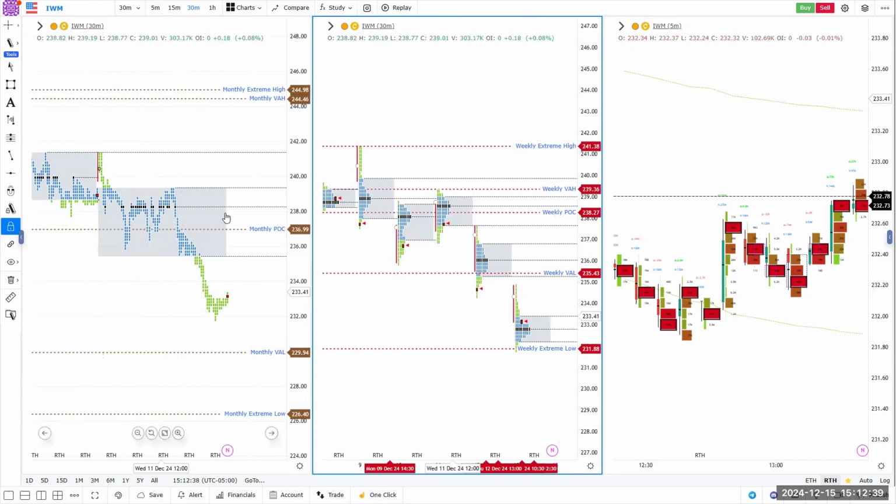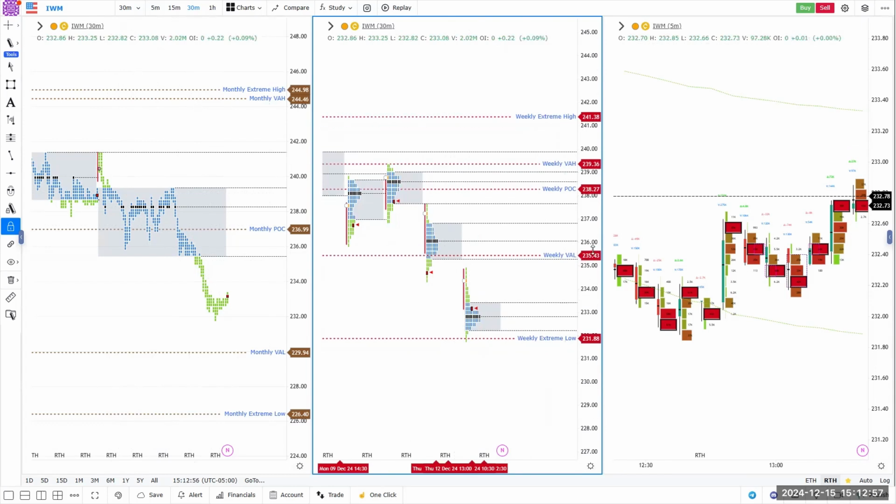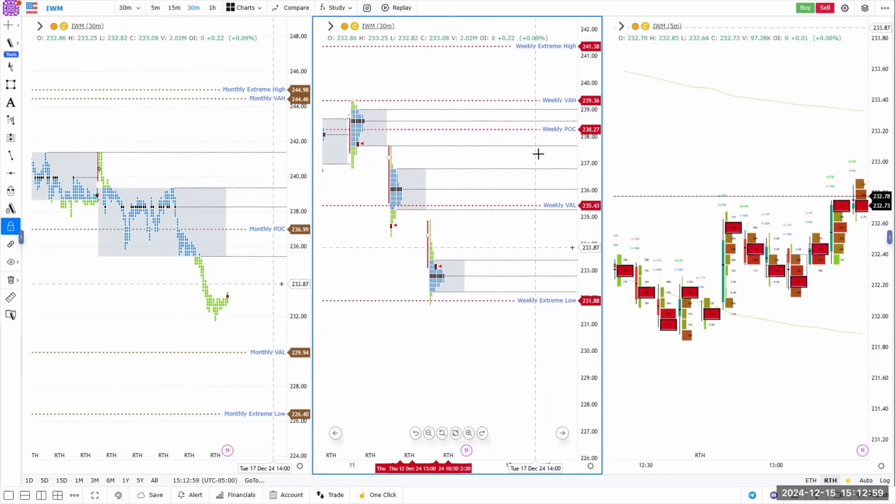And again, that comes from our weekly TPO of last week, December 9th to December 13th. We're looking at the entire profile. We got the extreme high, value high, POC, value low, and extreme low. And we plot that on our daily. All right, next we're going to do our daily TPO or our daily numbers. Exact same thing.